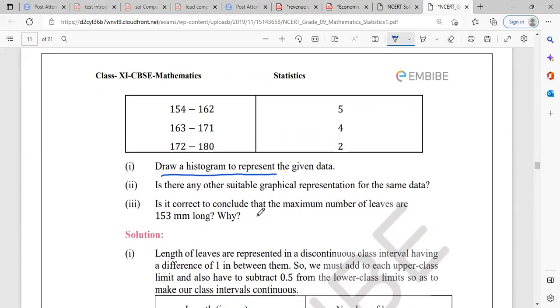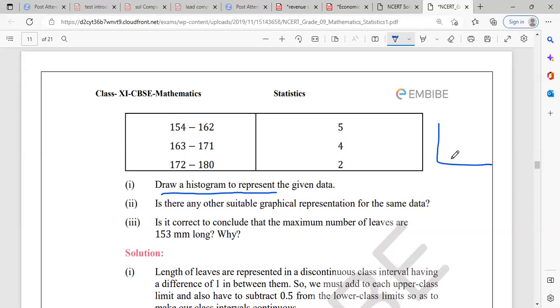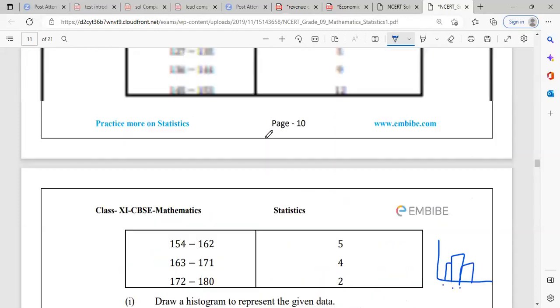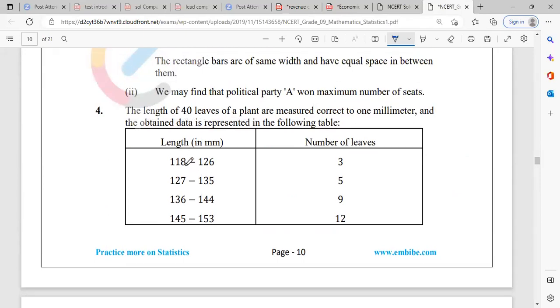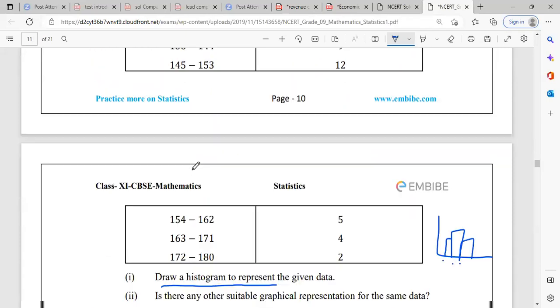Okay, so over here, a histogram is always like this, very close together, for example 0, then 10, then 20 like this. But over here, you can see that this is 118 and then 126, then it is not 126. It is not in continuation. So whenever you are getting something like this, what are you going to do?